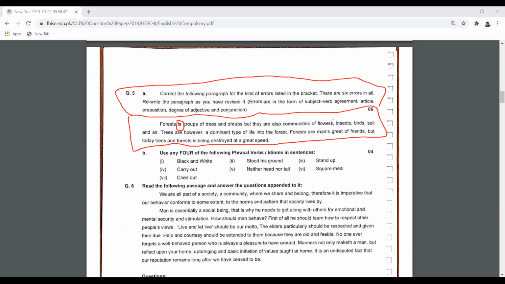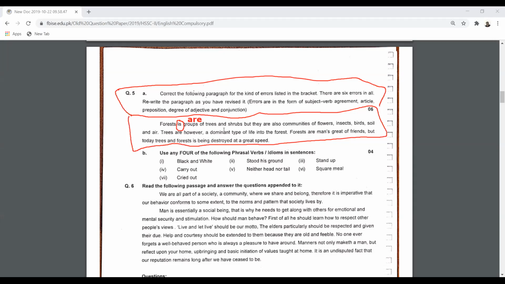What is subject verb agreement? Subject verb agreement means when you have a subject in plural form, the helping verb should be given in plural form. If your subject is in singular form, you must give the helping verb in singular form. Now, forest is, you will write are over it. What we will write over here? Are. I will help you to write here, are. Okay, are. Forests are groups of trees.